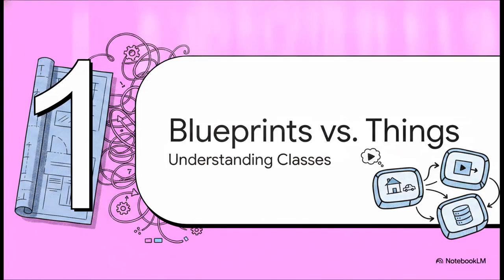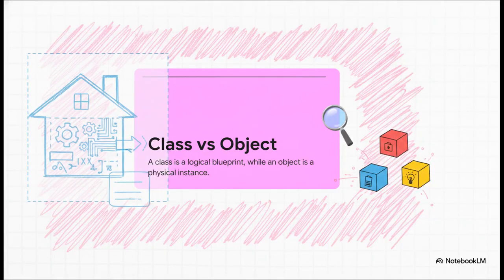Section 1. Blueprints versus real things. Like I mentioned, early programming was often this tangled web of procedural instructions. To escape that mess, we really rely on two foundational concepts, the class and the object. Think of a class as purely a logical blueprint or template. It defines the structure and the capabilities of something, but, and this is absolutely crucial to remember, it doesn't actually occupy any memory space on its own.